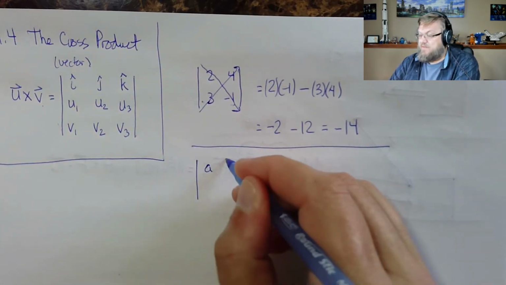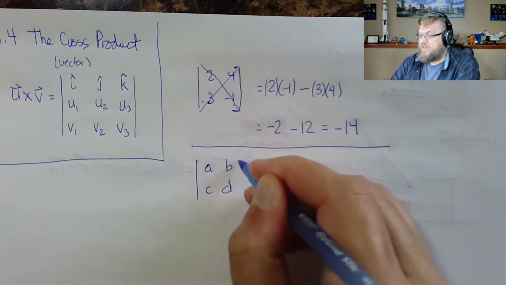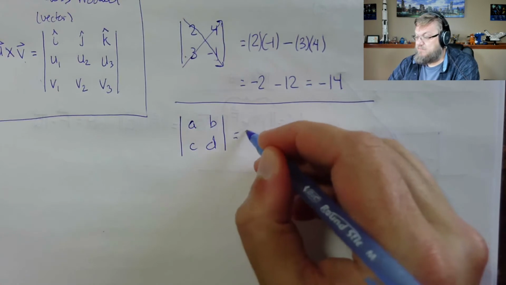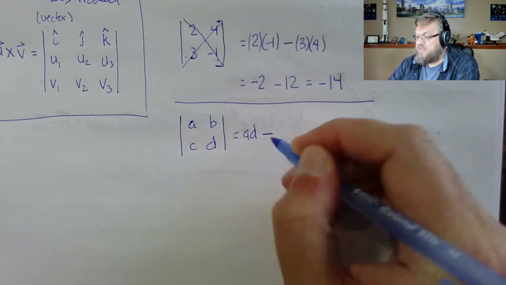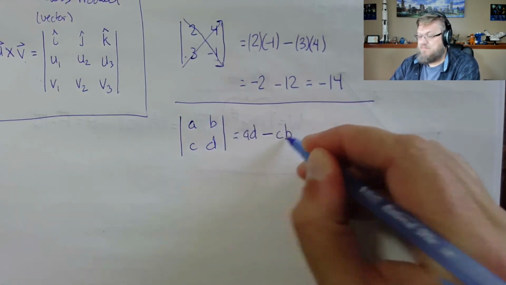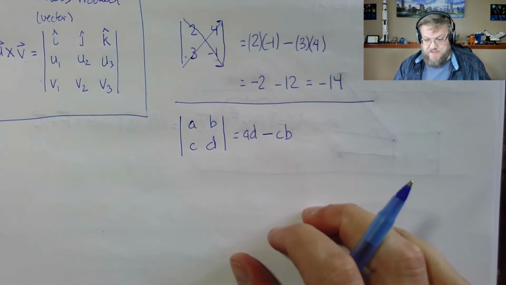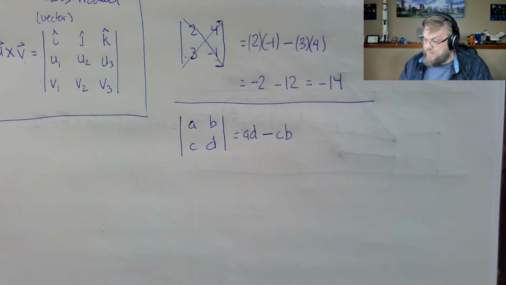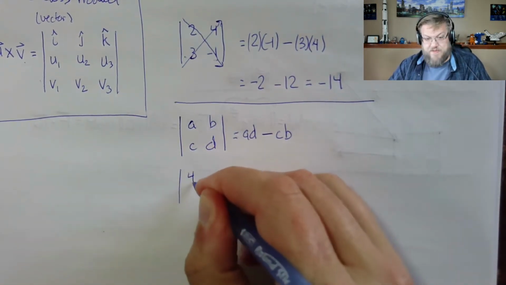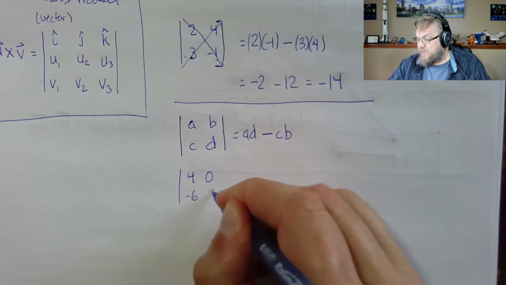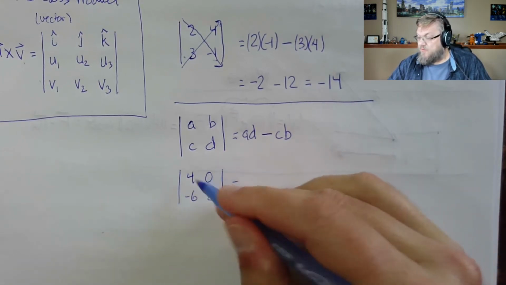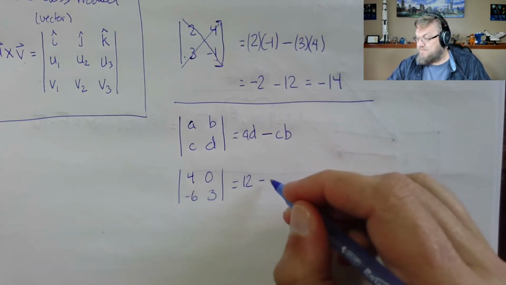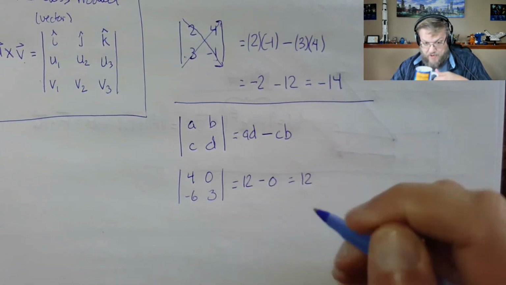So in general, if I have A, B, C, D, the 2 by 2 determinant of this is just A times D, built-in minus sign, C times B. So 2 by 2 is real easy. It's just that visual sort of multiplication. For instance, if I had 4, 0, -6, 3, I would end up with 4 times 3, which is 12, minus negative 6 times 0. So I get 12.